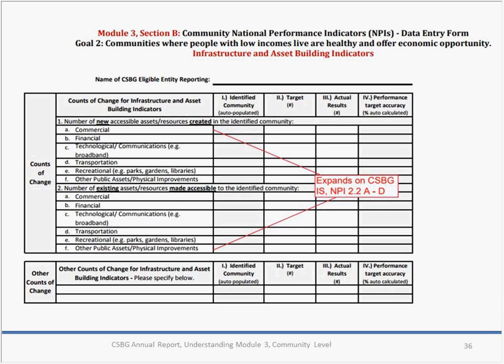The indicators expand on what you may have already been reporting in NPI 2.2. And these are just the counts of change. There's also an opportunity to report on other counts of change should you have work that's not already identified in this menu of options. Next slide.